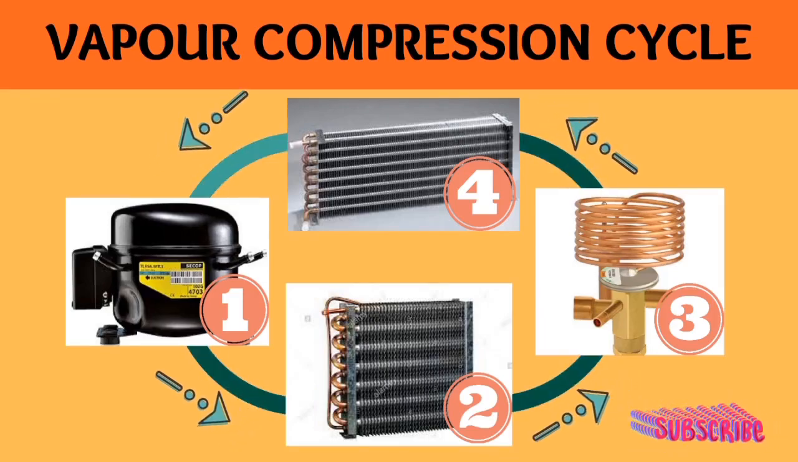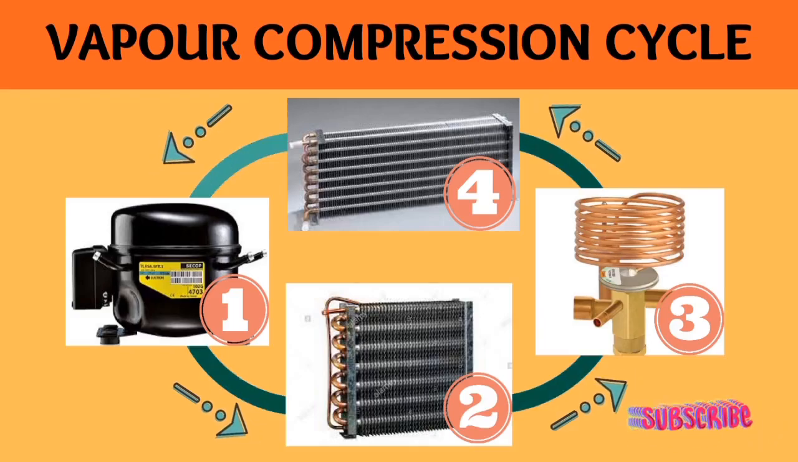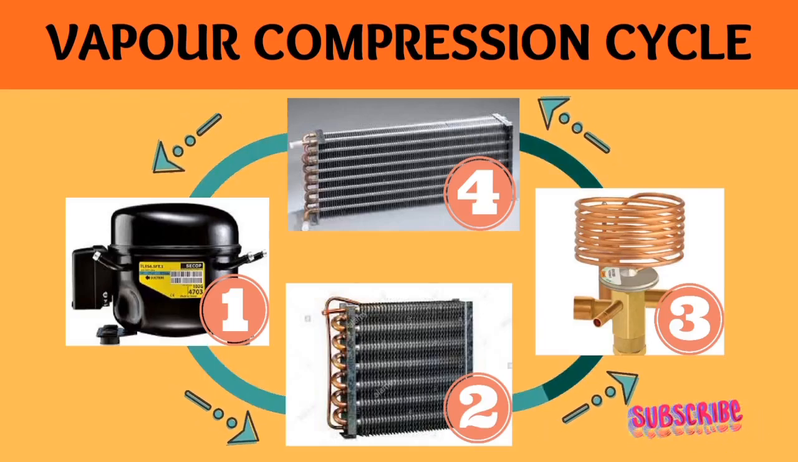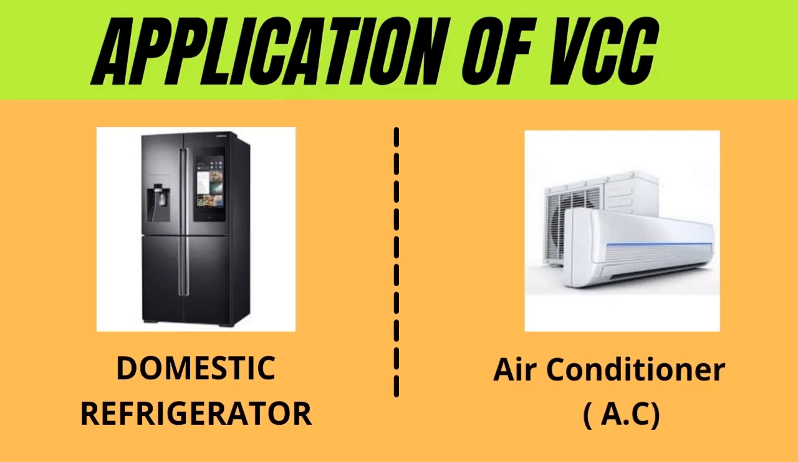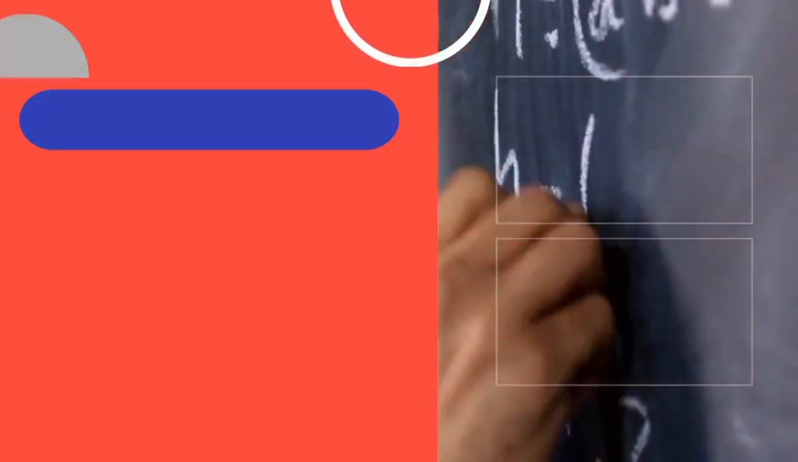Moreover, a dryer and a receiver are also installed to increase the overall efficiency of the cycle. Vapor compression cycle is fully dependent on eco-friendly refrigerant, that is R134a. So it is widely used in all types of domestic household refrigerators and air conditioners.